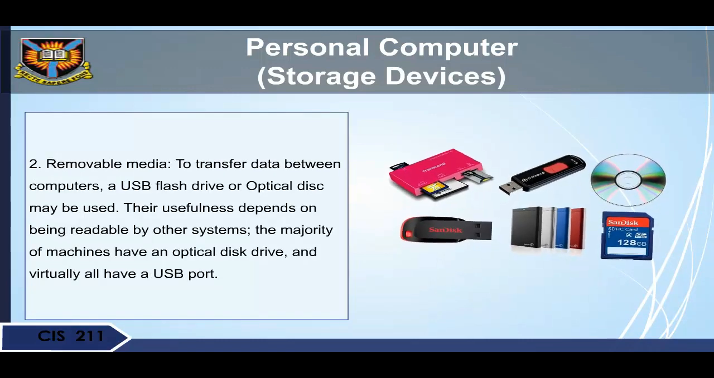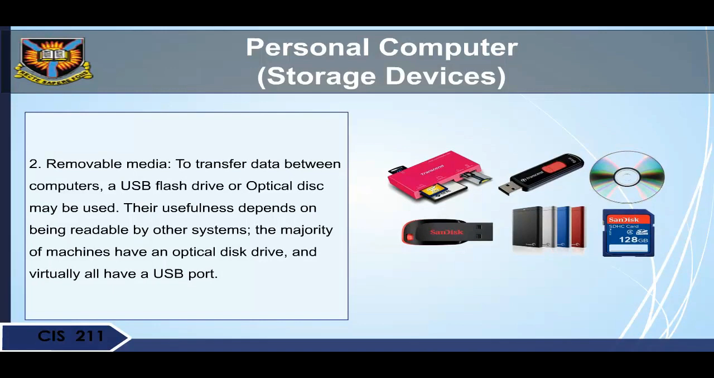2. Removable media. To transfer data between computers, a USB flash drive or optical disk may be used. Their usefulness depends on being readable by other systems. The majority of machines have an optical disk drive, and virtually all have a USB port.